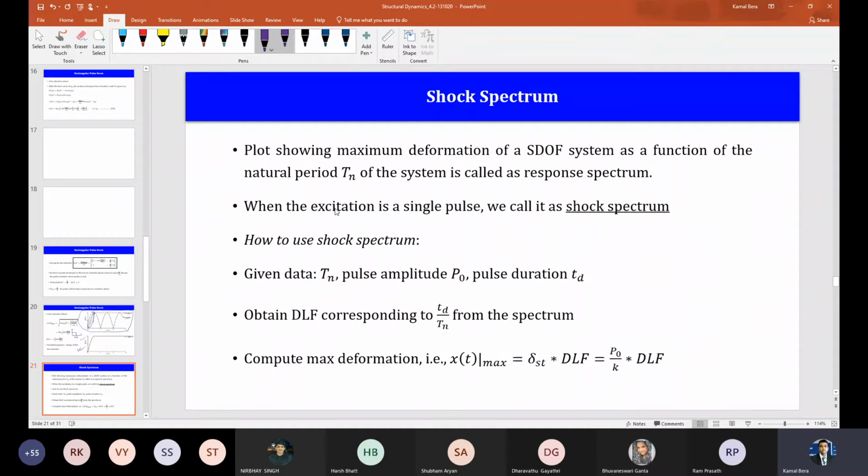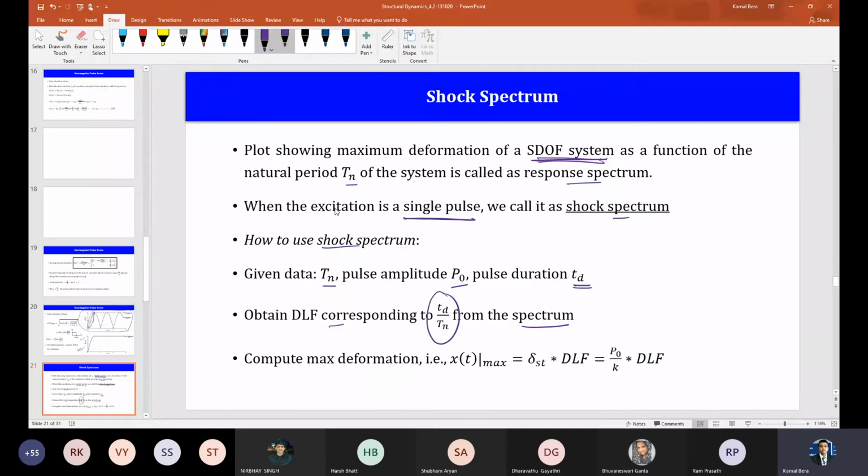The plot showing the maximum deformation of a single degree of freedom system as a function of the natural period Tn of the system is called the response spectrum. When the excitation is a single pulse, it is called the shock spectrum. How to use shock spectra? The structure's natural time period Tn and the pulse amplitude are given, so you can find the pulse duration. From the shock spectrum, obtain the DLF corresponding to that TD by Tn.